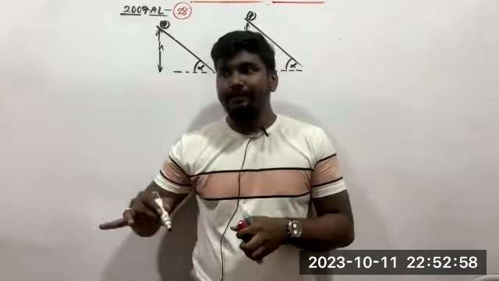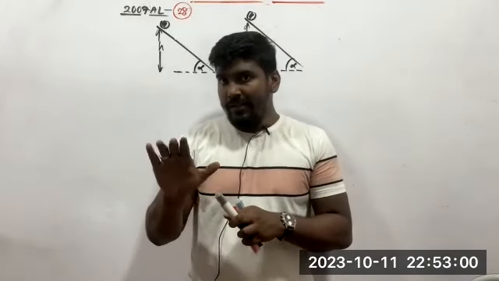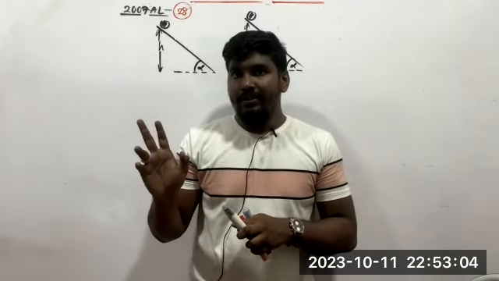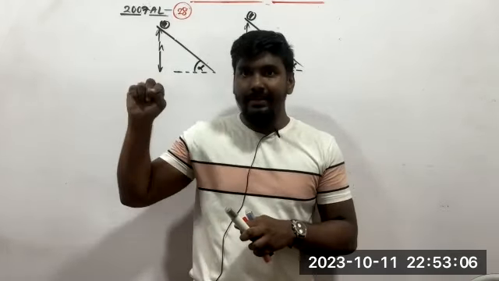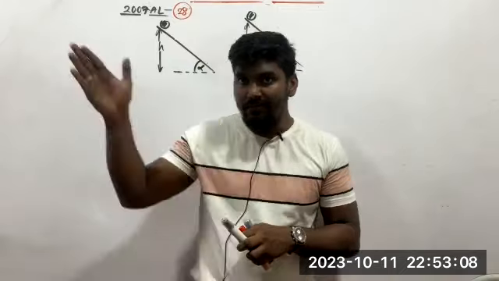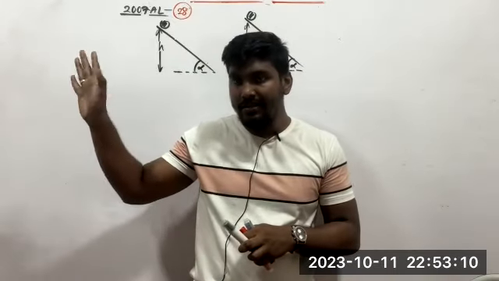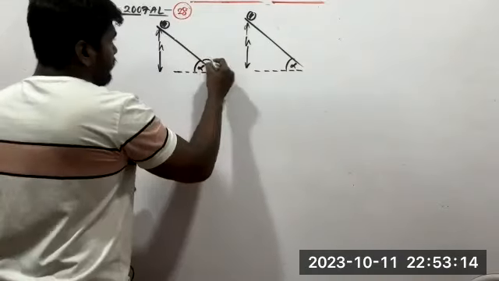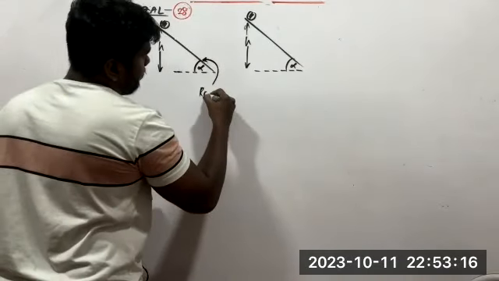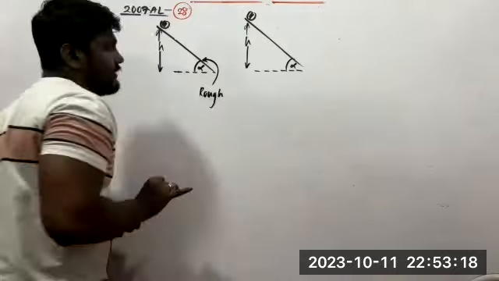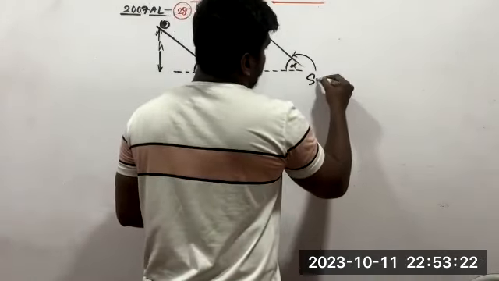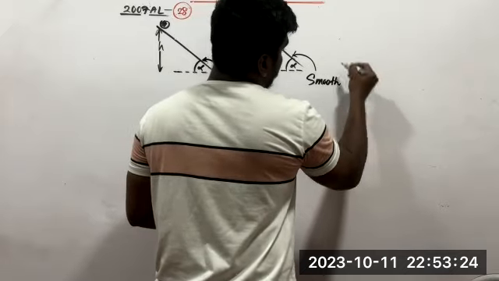Now we'll come to the conservation of energy. The only difference between the first and second diagram is that the first diagram is a rough plane and the second diagram is a smooth plane. The first is rough, the second one is smooth.